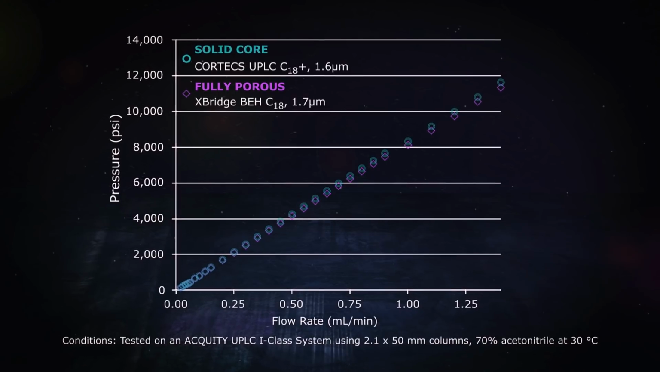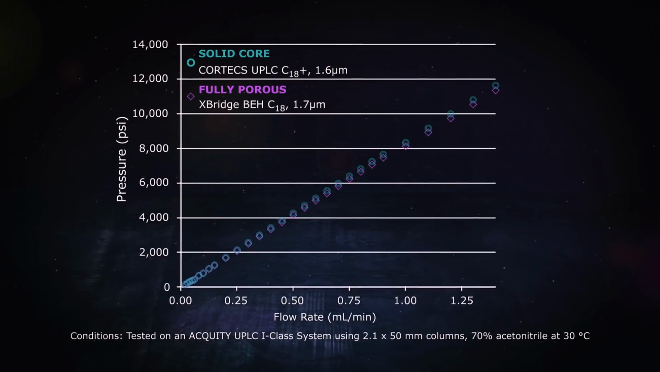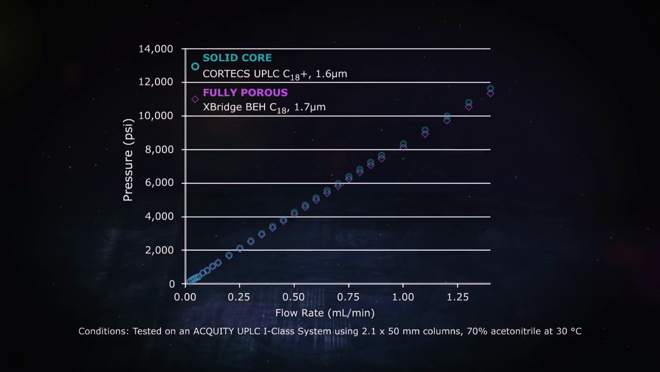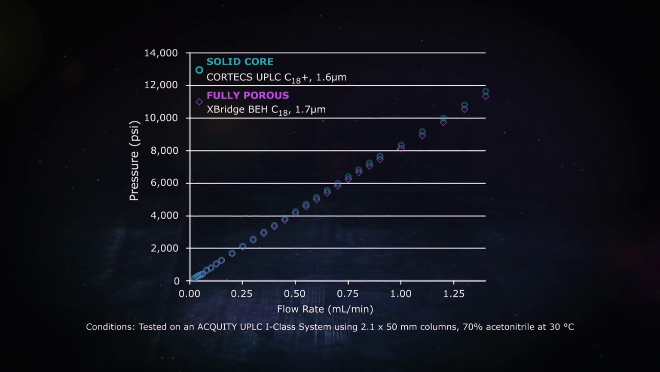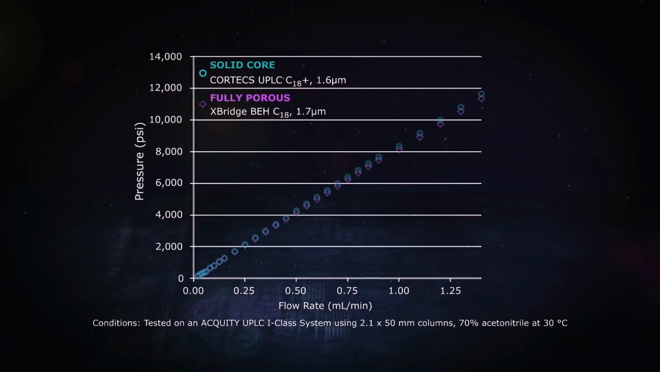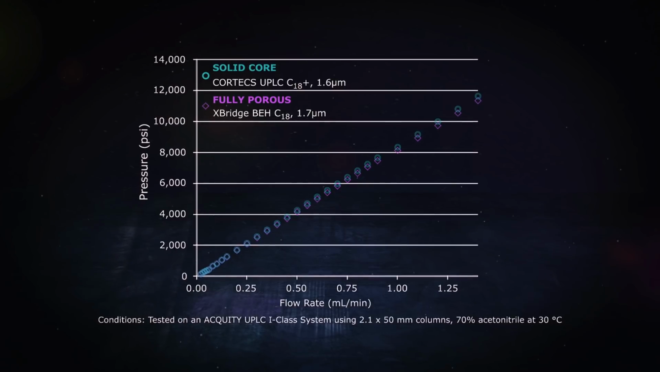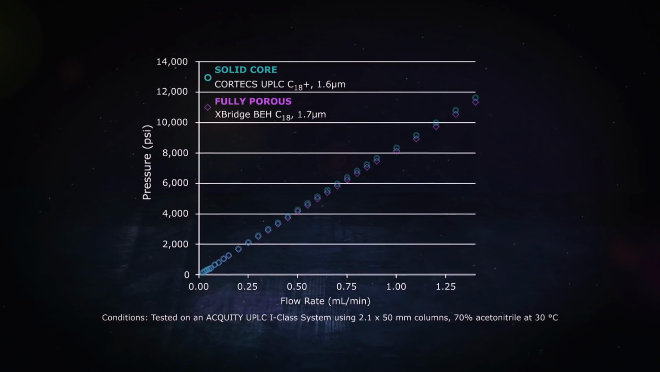Yeah, that's interesting, because again, based on the Kozeny-Carman equation, since the 1.6 micron is a smaller particle size than the 1.7, it should have more pressure. So let's figure out why. Yeah, something weird's going on here.